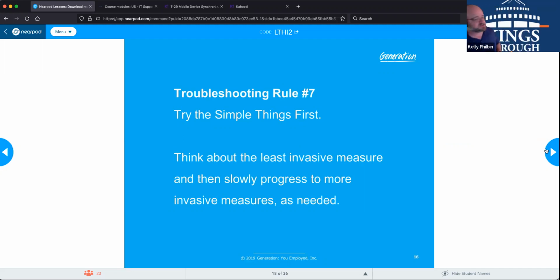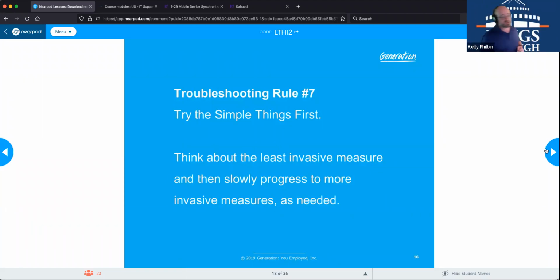Rule number 7, try the simple things first. Is it plugged in? Is the monitor turned on? Does any of this sound familiar when you've talked to IT? Have you tried turning it off and on again? Please check the plug at the back of the computer as well as the wall. Try the simple things first. Start with the least invasive measure first.